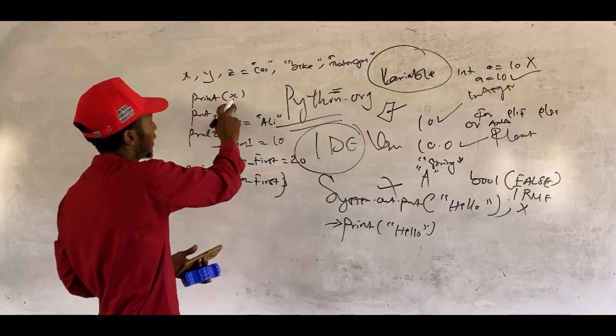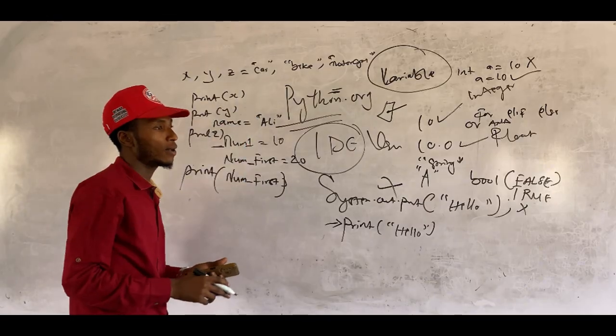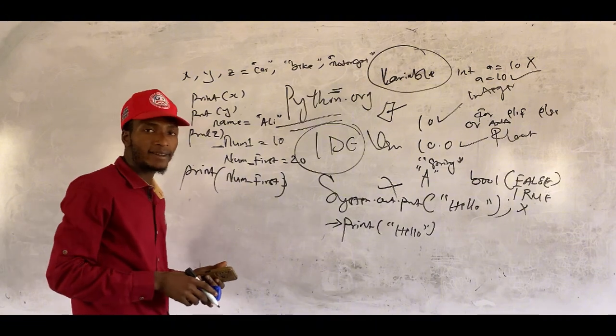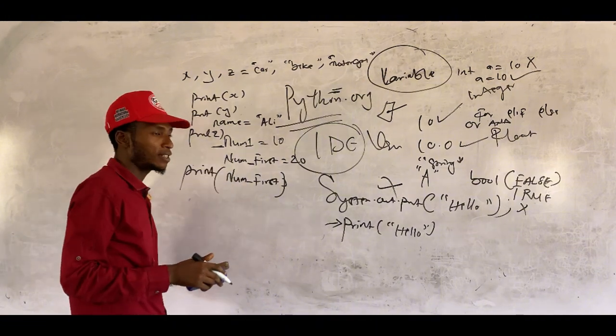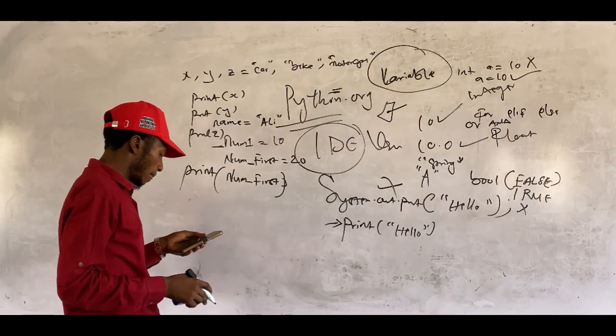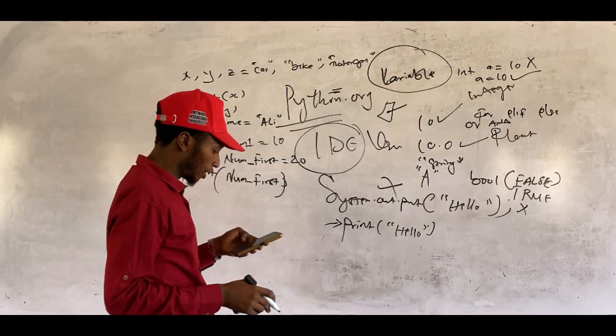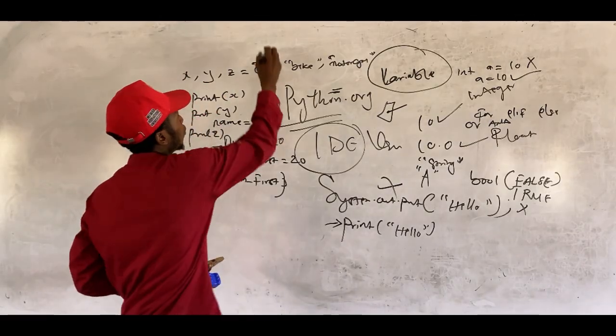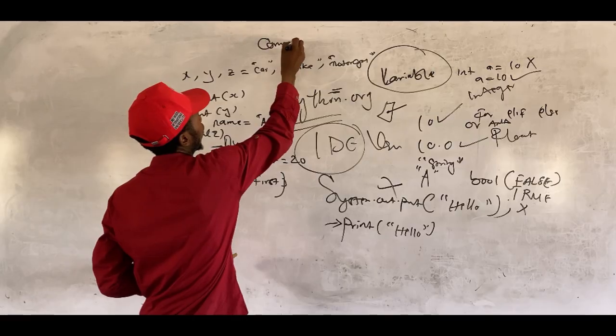So once you print x, that means you will have a car. Once you print y, you will have a bike. And once you print z, you will have a motorcycle. So I will end this session with what we call a comment. What do you call what? A comment.